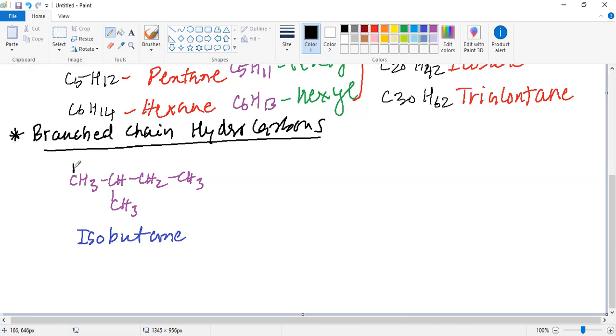But my dear students, here if we give the numbers, on the second number we have a methyl group and a total of 4 carbons. So according to the IUPAC nomenclature system, we will call it 2-methylbutane. So now you will understand why we studied these various alkyl groups in the previous section.